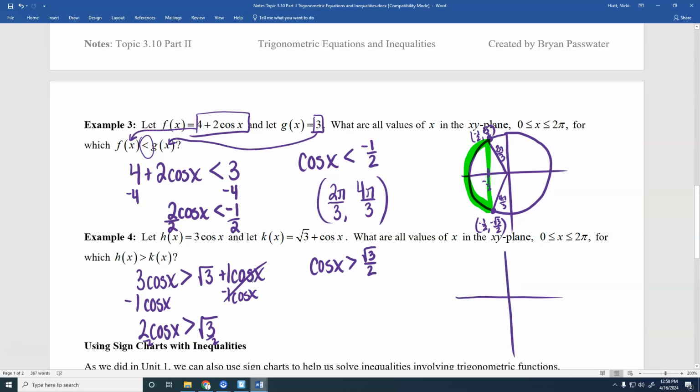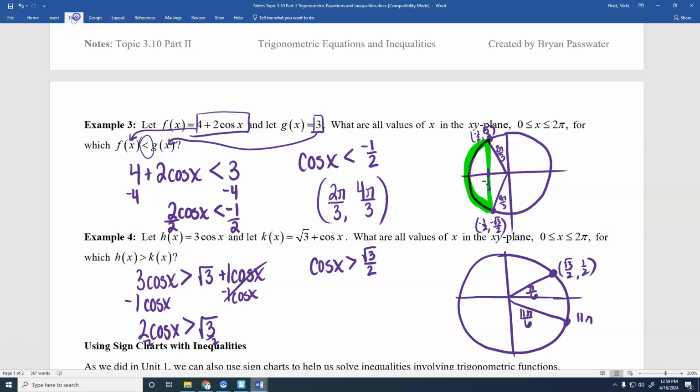So let's think about our unit circle. We've got to think about where cosine equals square root of 3 over 2. What are the places where cosine equals square root of 3 over 2? Pi over 6. So at pi over 6, you've got square root of 3 over 2, 1/2, and 11 pi over 6 over here, and then over here, we need to do square root of 3 over 2, negative 1/2.